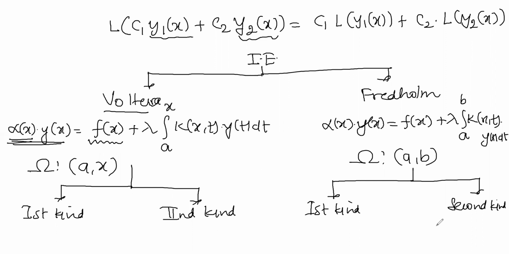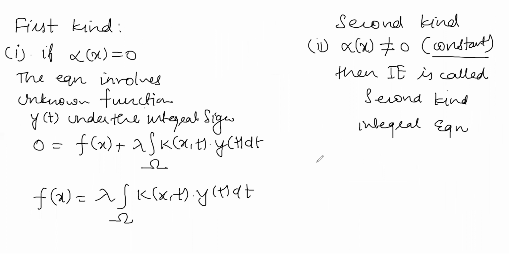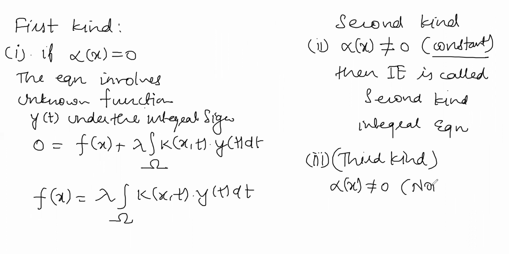When this alpha of x is non-zero but variable, then this type will come into the third kind. This is not mostly dealt, but still. Third kind is what? You have alpha of x non-zero, but here it will be non-constant as well. It will be some variable. Then the equation will be your third kind.